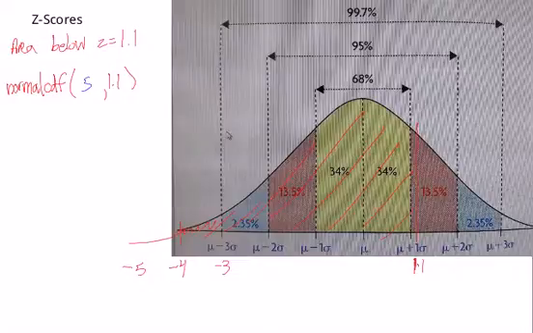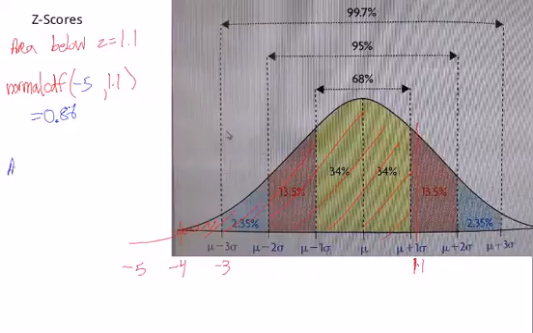So we would go on our calculator. We would do normal CDF and put in from negative 5, sorry, we want to go all the way to the bottom, so negative 5, comma 1.1, hit enter, and it gives us 86%. So 0.86 or 86%. And then once again, if we wanted to know that for 50 people, just times it by 50. So the same thing works as well.